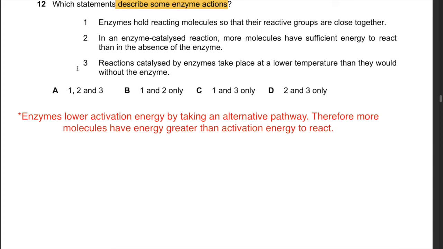Option 3. Reactions catalyzed by enzymes take place at a lower temperature than they would without the enzyme. That's also correct. Therefore, the answer is A, 1, 2 and 3.